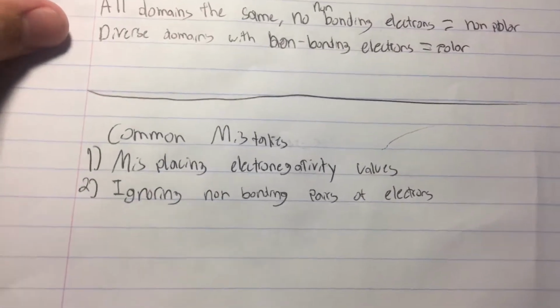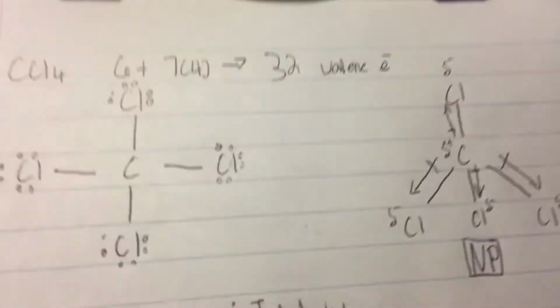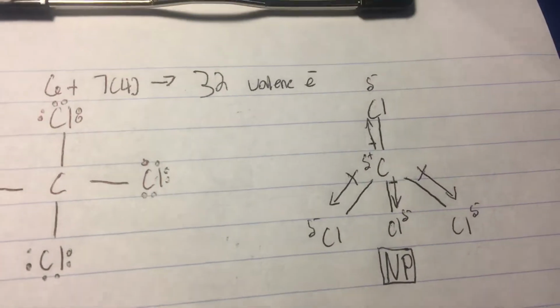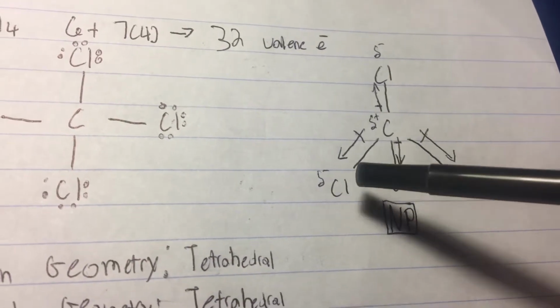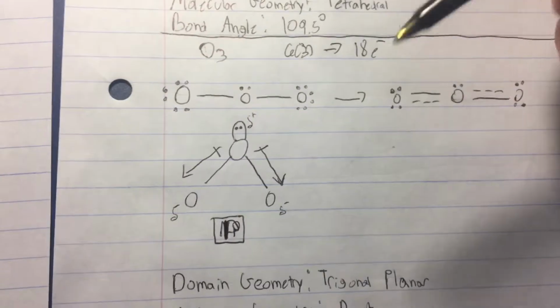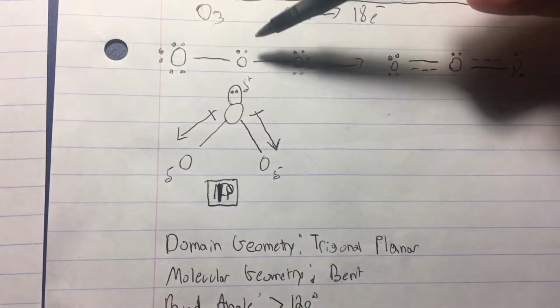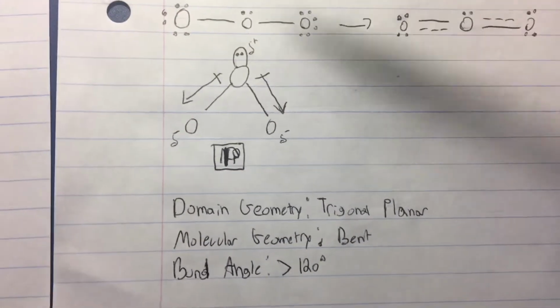Finally, some common mistakes. One common mistake you can make is misplacing the electronegativity values. For chlorine, we know that chlorine has a higher electronegativity than carbon, but make sure you don't make the mistake of having the dipole go towards carbon, because the dipole will always go towards the more electronegative atom. Another common mistake is ignoring the non-bonding pairs of electrons. So for oxygen here, if you just saw that you had 3 domains and you instantly thought trigonal planar and said that the net dipoles cancel, no, because the non-bonding pair of electrons here would leave this molecule actually bent and unable to cancel those dipoles.